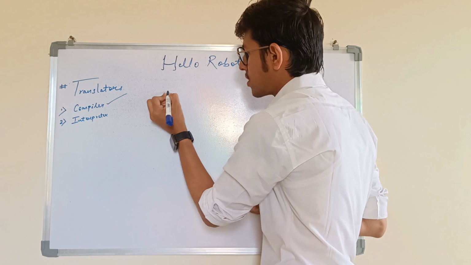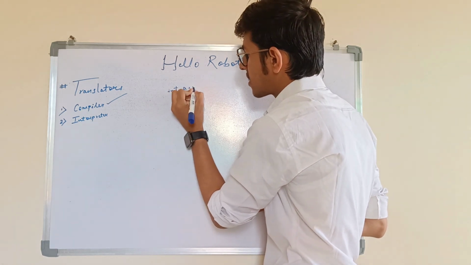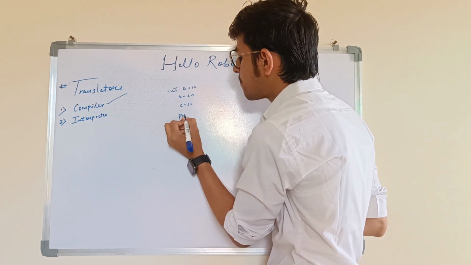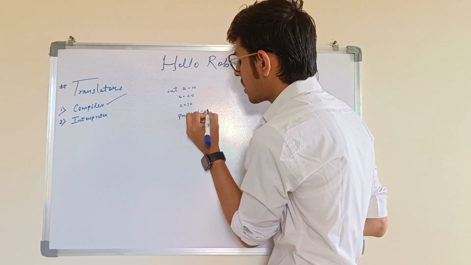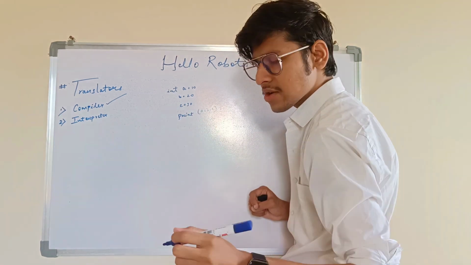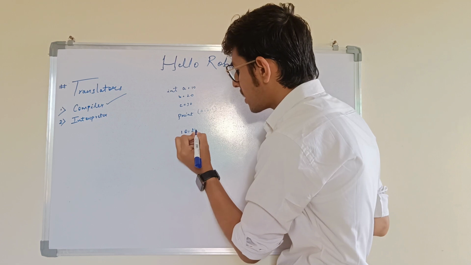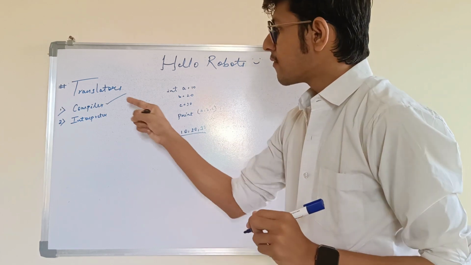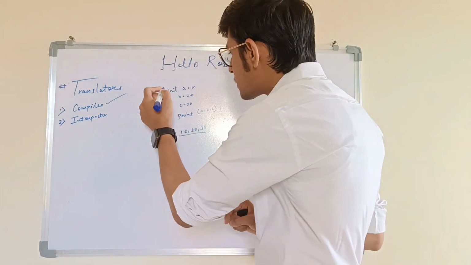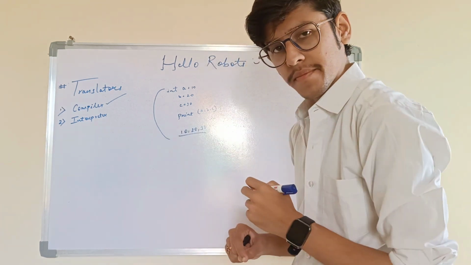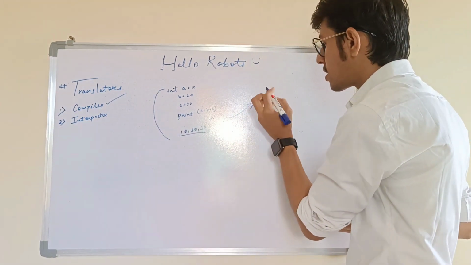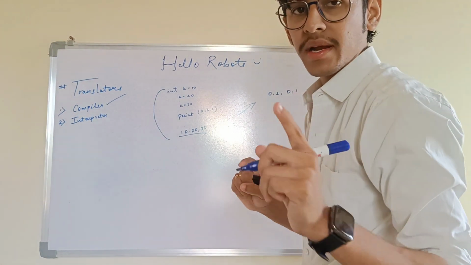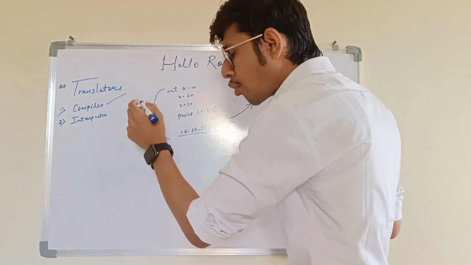Suppose I'm writing some code: int a equals 10, b equals 20, c equals 30, and then I print these three variables a, b and c. So what we'll see on the console screen is 10, 20 and 30. But what the compiler is doing is it will take the whole code and convert it to zeros and ones, so that the computer can understand. It will take the whole code.